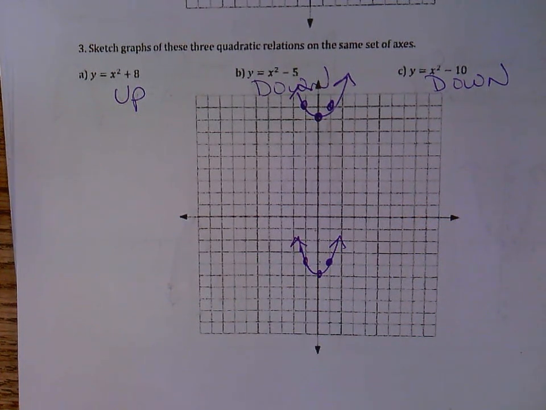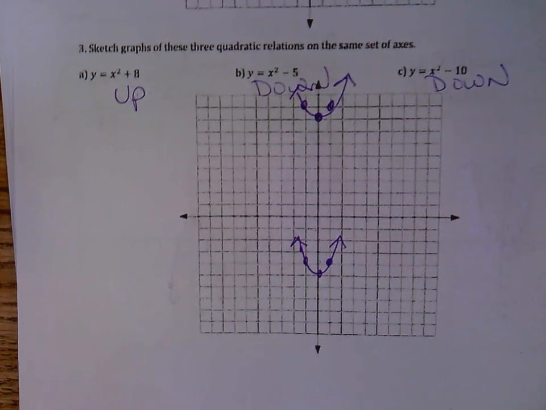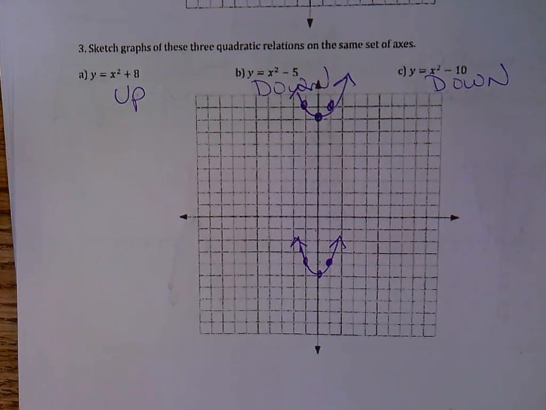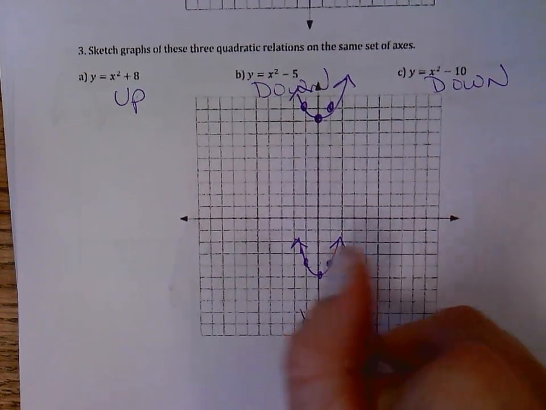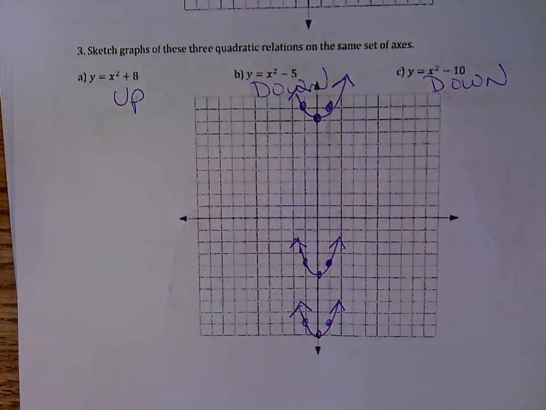So just comparing, how is number 2 different than number 3? Number 2 shifts left and right, number 3 shifts up and down. So if I was down here at 10, it would look like that. So just showing what vertical shift looks like and horizontal shift.